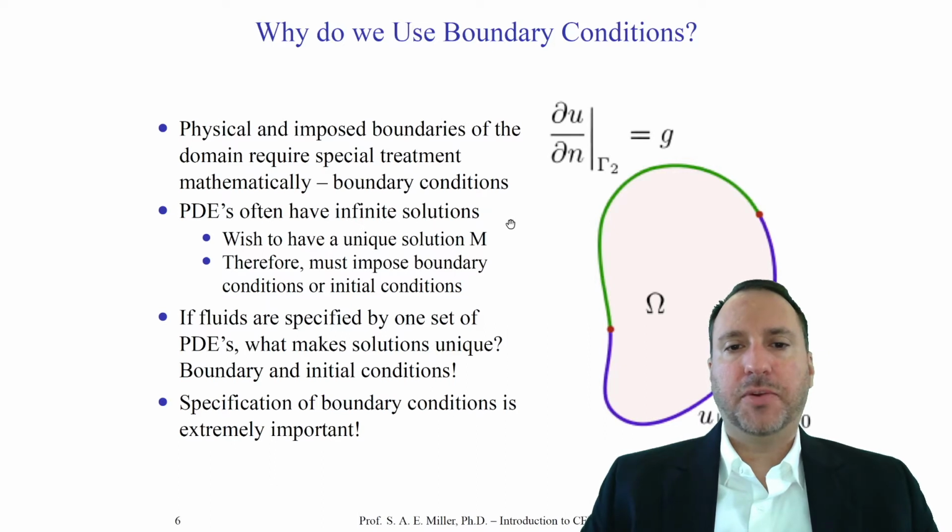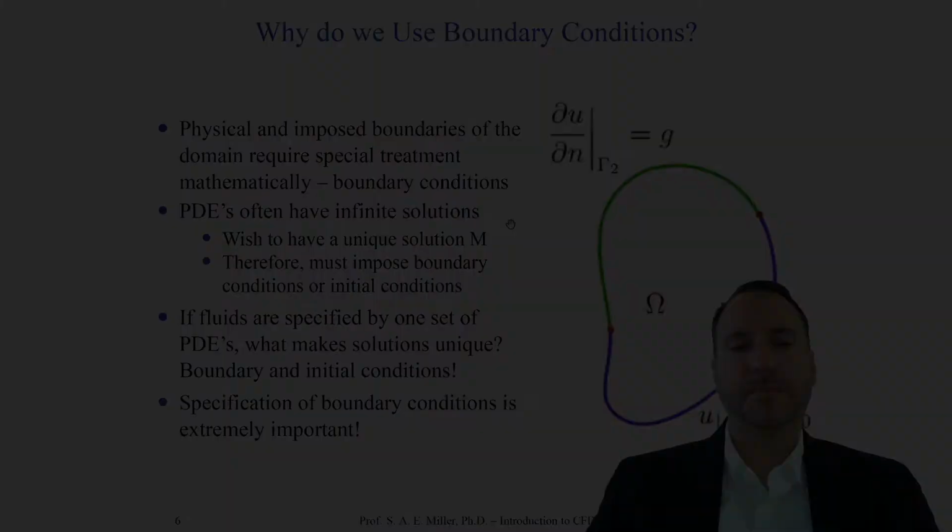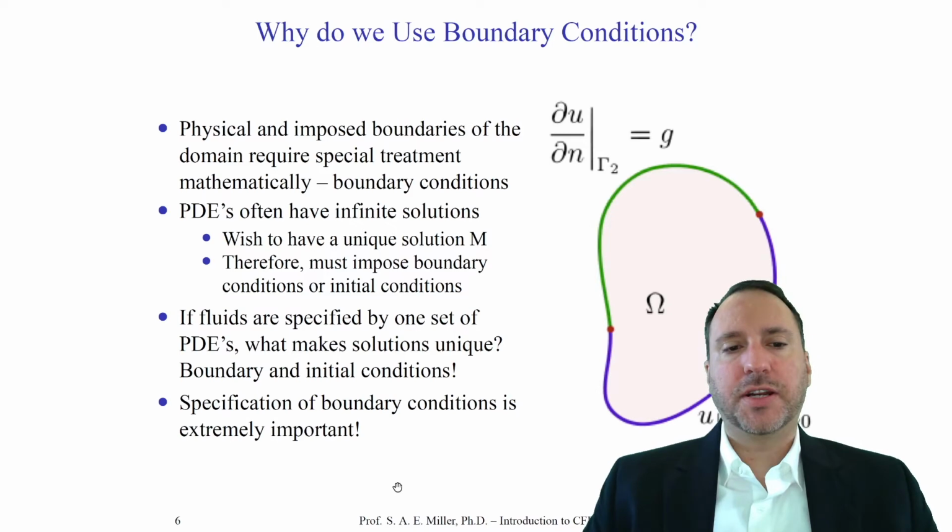Now, a simple example of that might be the wave equation. A trivial solution to the wave equation might be that it's zero everywhere. A non-trivial solution might be a wave itself. Both solutions might exist with a particular set of conditions. Now, the specification of a boundary condition is extremely important, as you'll see, and we'll talk a little bit more about this in this class and the next class.